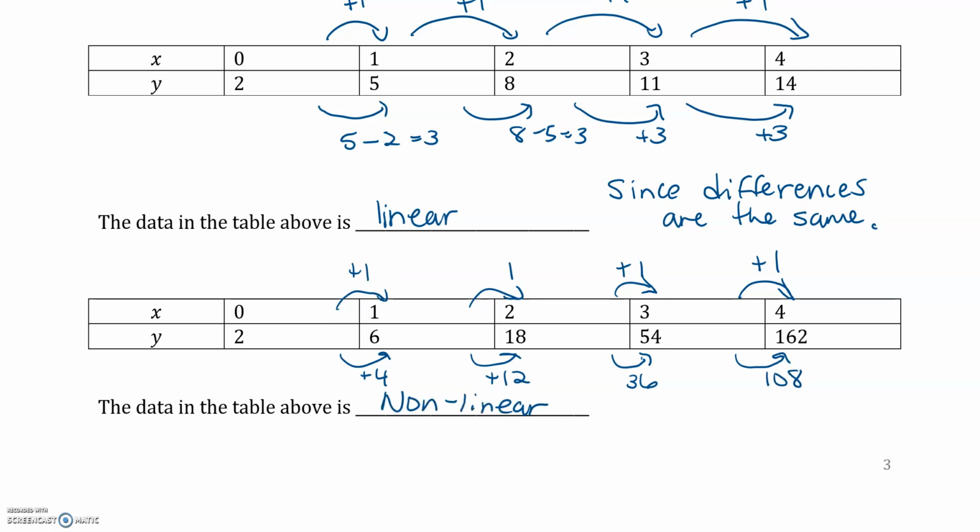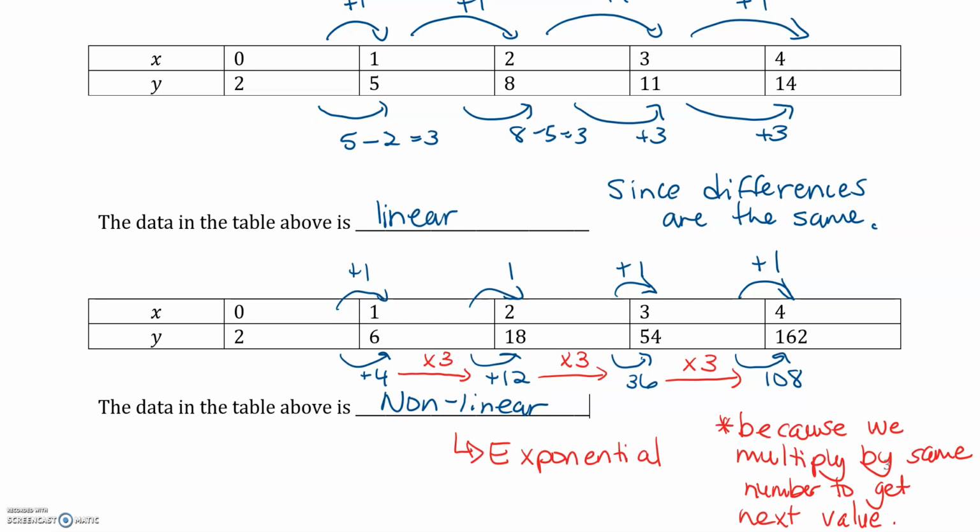We know this relationship is nonlinear because the differences are not equal, but it's actually an exponential equation because we have a constant multiplier in the differences. So going from the first difference to the second, we multiply by 3, and then we multiply by 3 again. So to get from one value to the next, we are multiplying by 3. Therefore, it's an exponential equation. We know the relationship is exponential because we multiply by the same number to get to the next value.